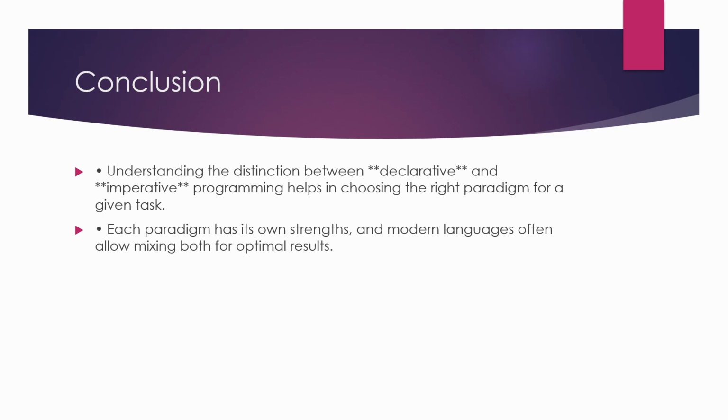In conclusion, understanding the distinction between declarative and imperative programming is essential for choosing the right paradigm for a task. While imperative programming provides more control over execution, declarative programming allows for cleaner, more maintainable code. Modern languages often blend both paradigms to suit different needs.